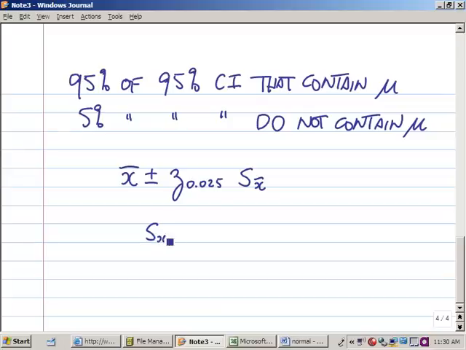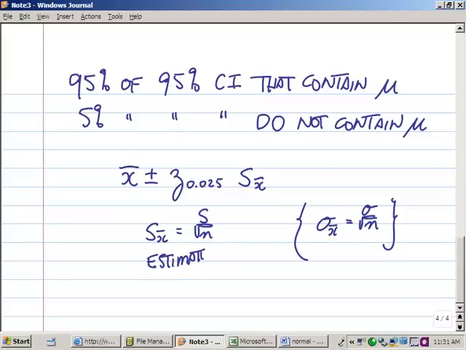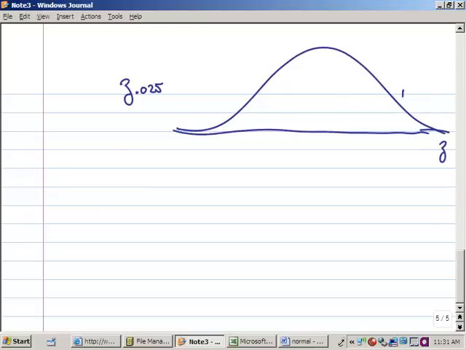By the way, S sub x bar will be calculated just like sigma sub x bar, from the previous lectures. It's just different notation. So this is the estimated standard deviation, and this is the true value, the real value. And then the other notation, x bar, the sample average. The other notation, the z with a subscript. So if I tell you z 0.025, that means that on the diagram of the z distribution, I've got 2.5% in the upper tail.